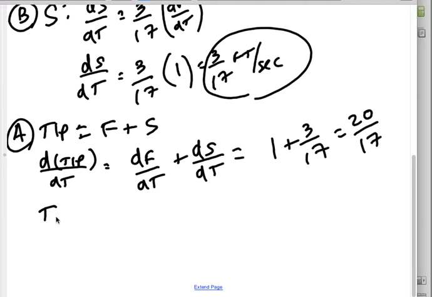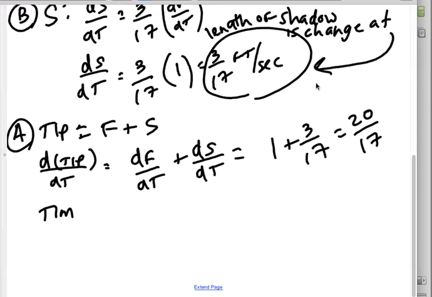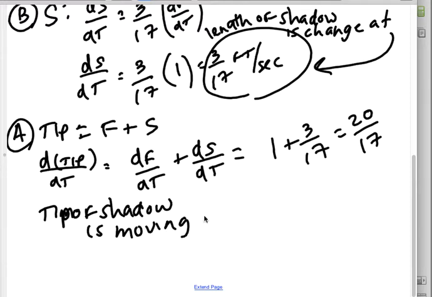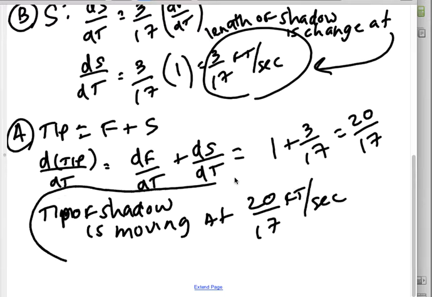So the tip of the shadow is moving at 20/17 feet per second. And that's the answer to both parts of my question.